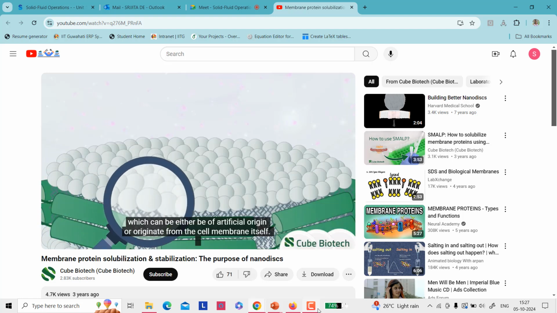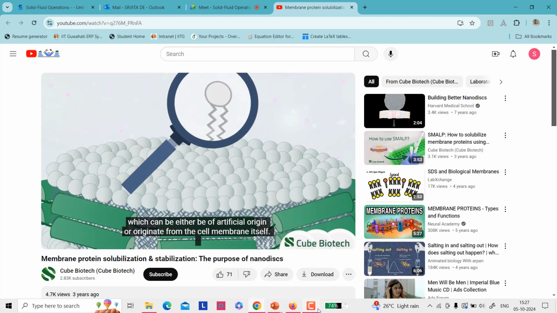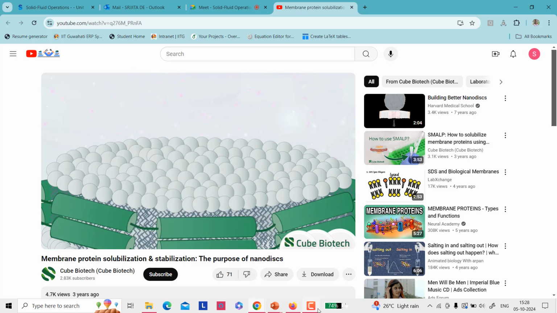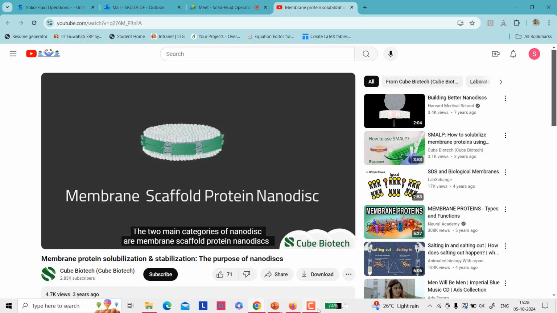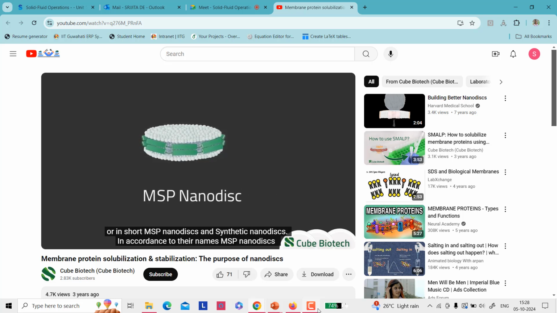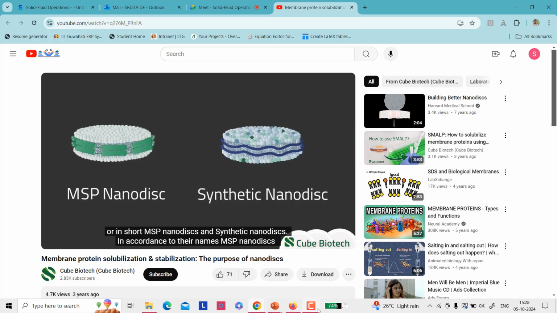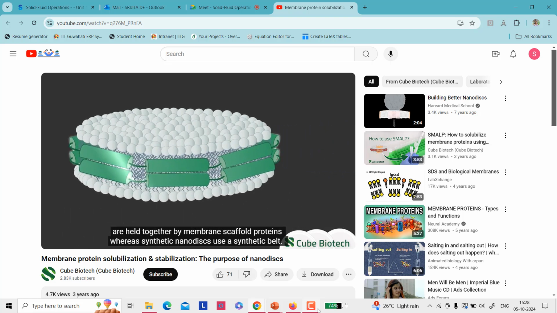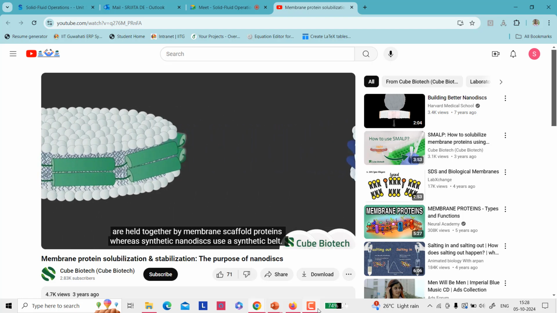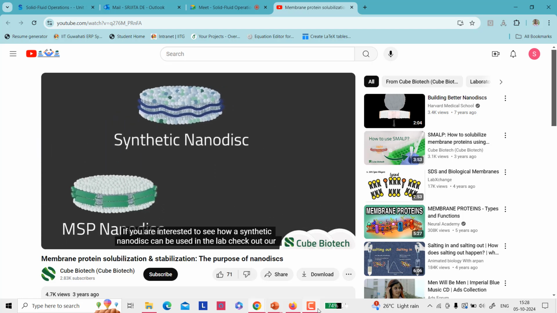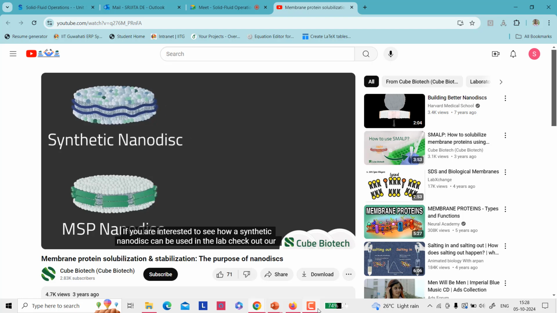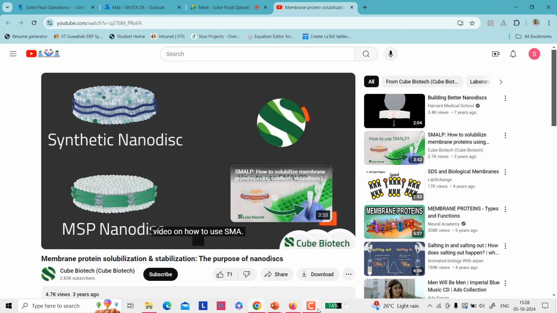The two main categories of nanodiscs are membrane scaffold protein nanodiscs, or in short MSP nanodiscs, and synthetic nanodiscs. In accordance with their names, MSP nanodiscs are held together by membrane scaffold proteins, whereas synthetic nanodiscs use a synthetic belt. If you are interested to see how a synthetic nanodisc can be used, you can see the further videos. So this is how the nanodisc comes to give support to membranes.